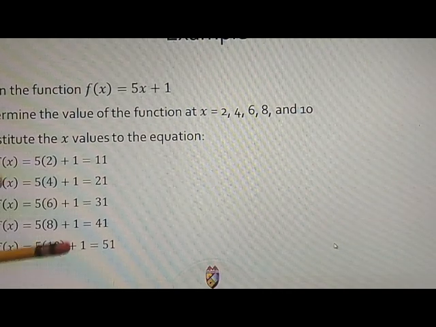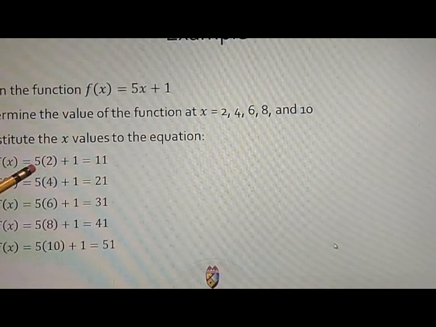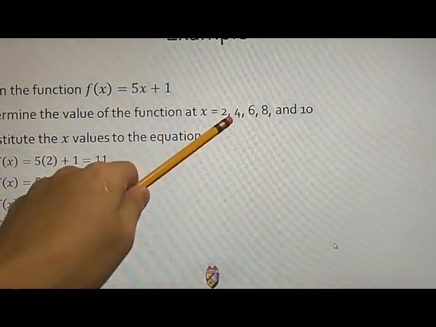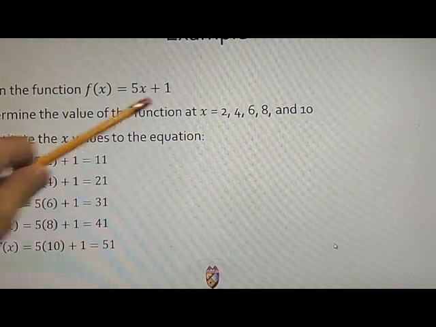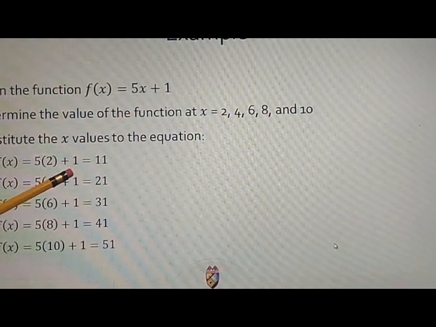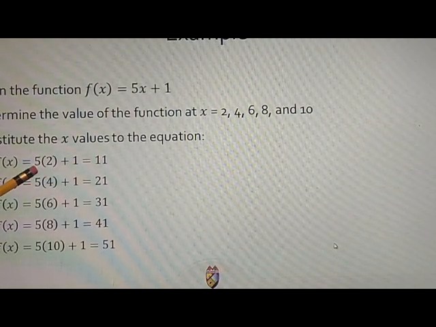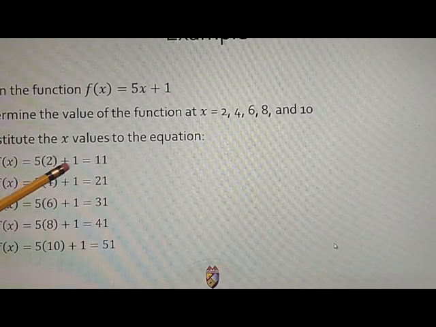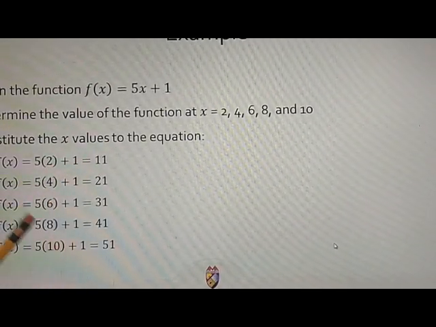So, for the first one, we have f of x is equal to 5 times the value of x, which is 2, dito sa first input natin. Plus, kopya lang yung 1. So, that is equal to 11. Paano siya nangyari? 5 times 2 is equal to 10 plus 1. So, that is 11. As simple as that.